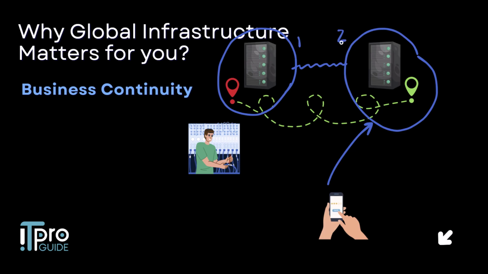Then if any issue happens in one data center due to some natural calamities or power outage, the users are still going to be connected because the data centers are spread across the globe and your application is distributed into different data centers. So you achieve availability regardless of any failures in some corner of the world.